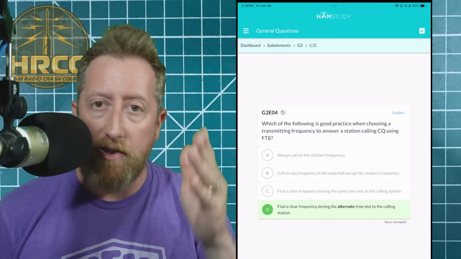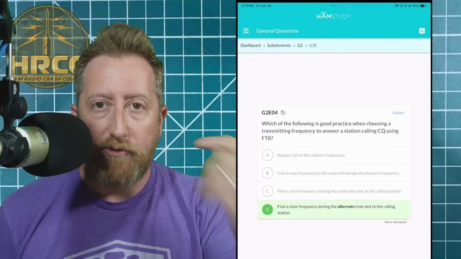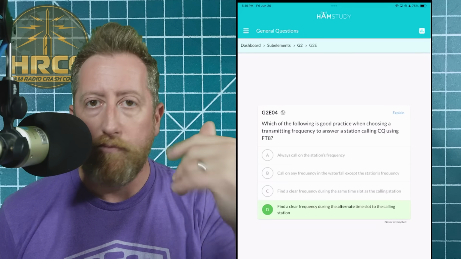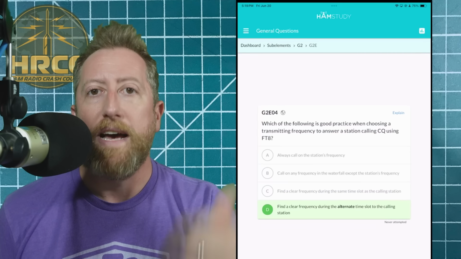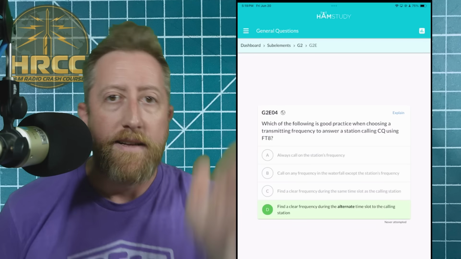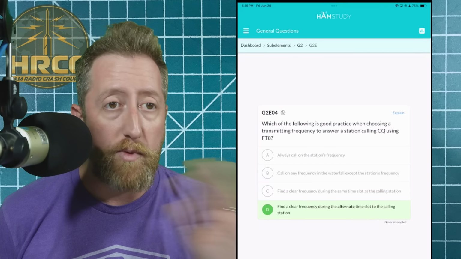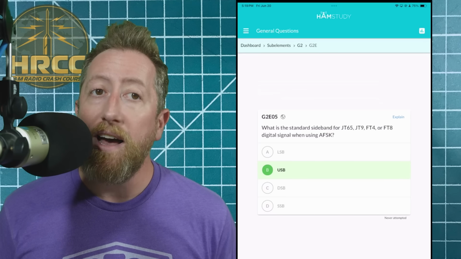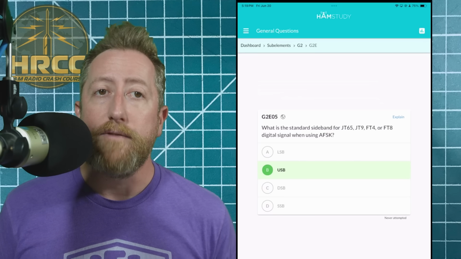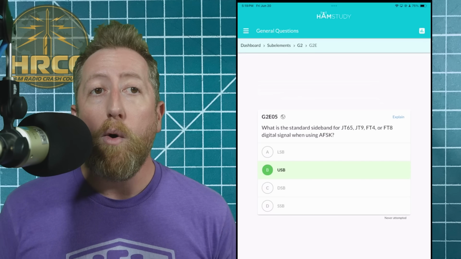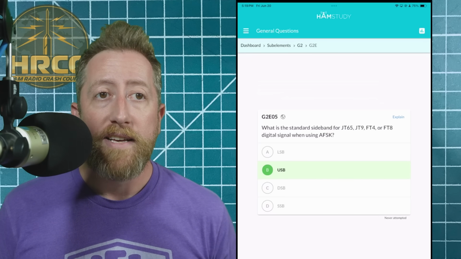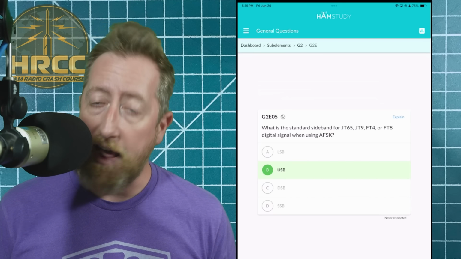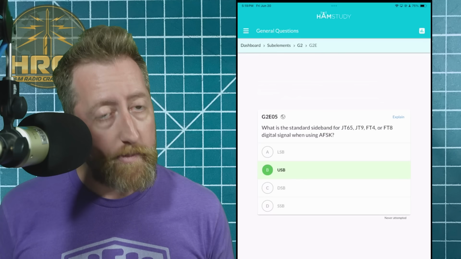And yeah, you should line up on the 5. So 500, 1,000, 1,500, 2,000, 2,500. You get the idea. Line right up in there wherever possible, wherever you can. Do that, please. Number 5, what is the standard sideband for JT65, JT9, FT4, or FT8 digital signal when using AFSK? It is B, upper sideband.